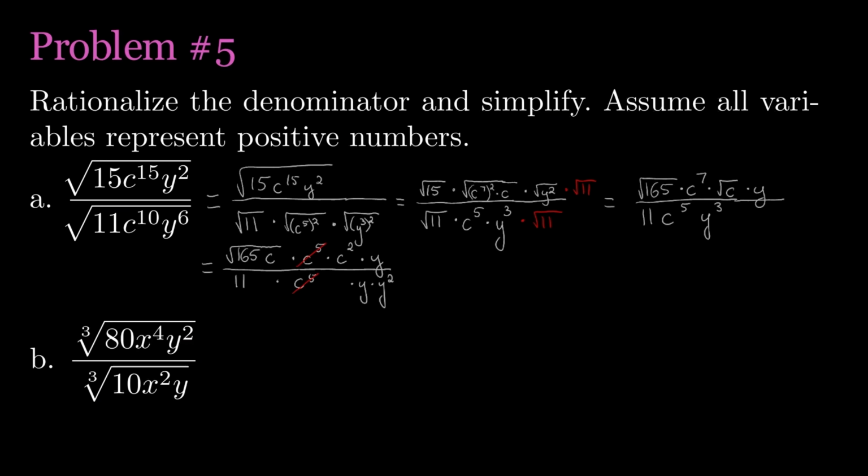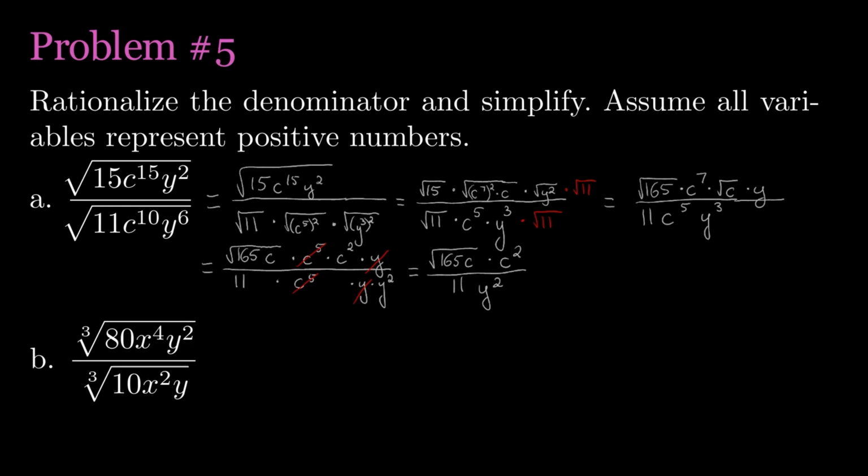So the factors of c to the power of 5 can be divided out, the factors of y can be divided out, and that leaves us all together with that square root of 165c multiplied by c squared on top, and 11 multiplied by y squared on the bottom. And that's it in part A, since 165 doesn't have any perfect square factors.